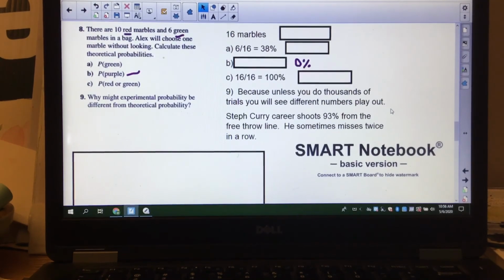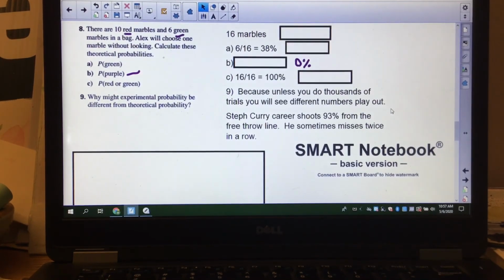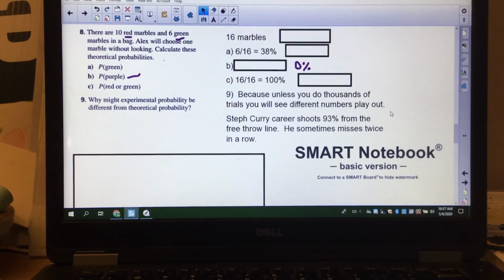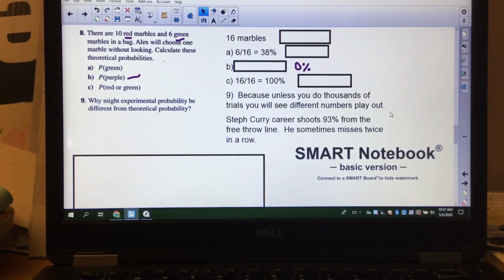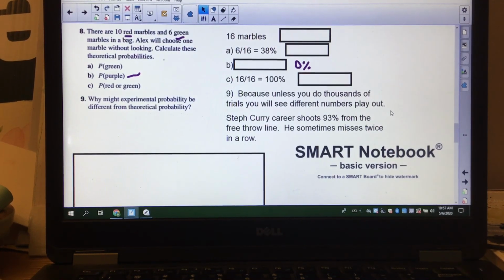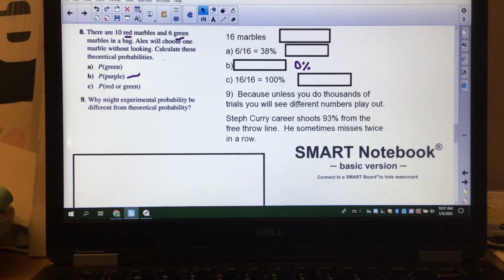If I put it into a sporting realm, Steph Curry, he's a career 93% free throw shooter from the line. Sometimes he misses twice in a row. If you shoot 93%, you should hit greater than 9 out of 10, so he should very rarely miss one. Sometimes he misses 2 in a row. When he takes 100 free throws, sometimes he hits 100 in a row. And that's all part of probability. But if you look at his career, it all kind of evens out. You need thousands of trials until your probabilities kind of line up. Okay, that's our lesson for today.